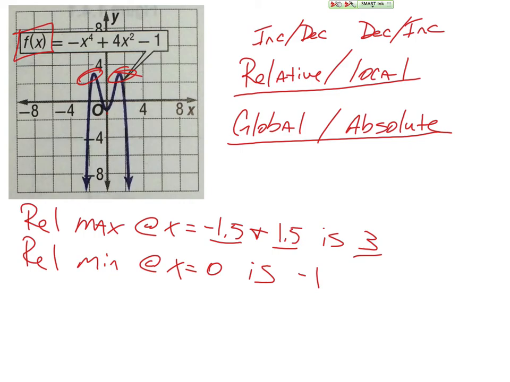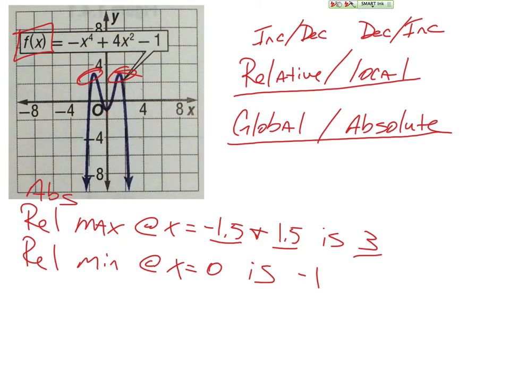Okay? Now, let's talk about global and absolute. When we're talking about global and absolute, we're talking about what is the highest high value or what is the lowest low value. Okay? In this particular problem, do I have the highest high value? Yes. Where is it at? 3. Relative max. It's the same place as that relative max. So I can go back in here and say this is also an absolute max.